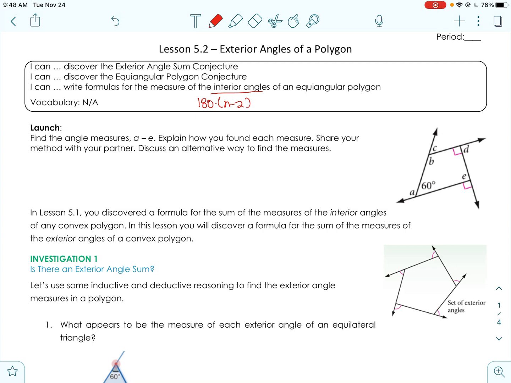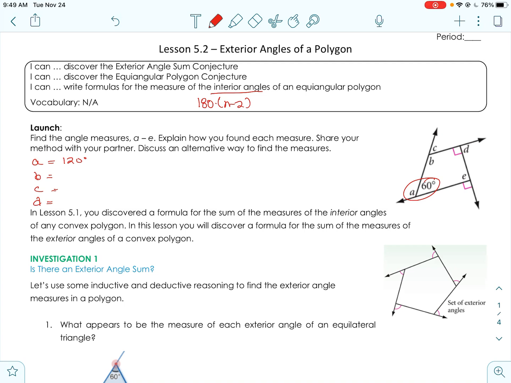So to find out what angle A is, we would need to use the conjecture about linear pairs. We know angle A and this 60-degree angle are a linear pair. A linear pair sums to 180 degrees. They are supplementary. So 180 minus 60 is 120 degrees.